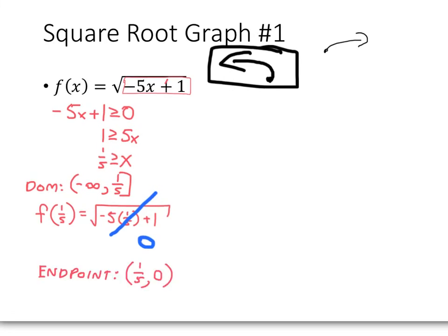One of the other things I should notice is that I'm just transforming the parent function, which begins at the origin. First I move it 1 to the left, which would put it at negative 1, 0. Then I do the reflection over the y-axis, which would put it at positive 1, 0. And then I do the horizontal compression by 1/5, which puts it at 1/5, 0. Now, knowing that (1, 1) is on the parent function because the square root of 1 is 1, I could do the same kind of process to get my second point.